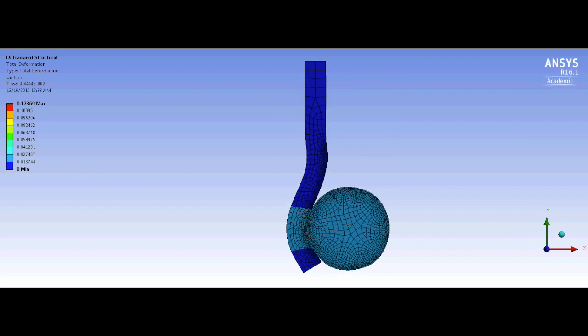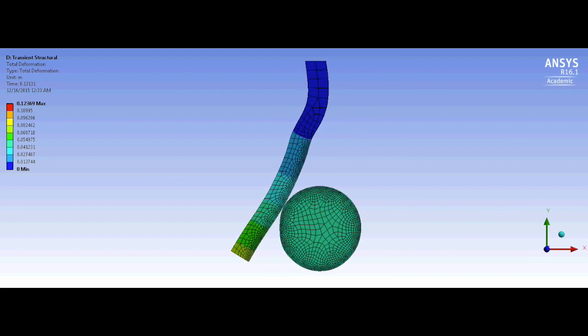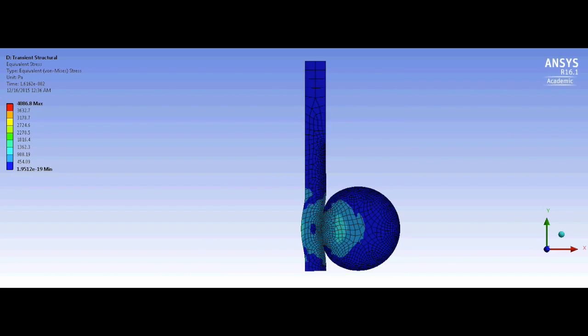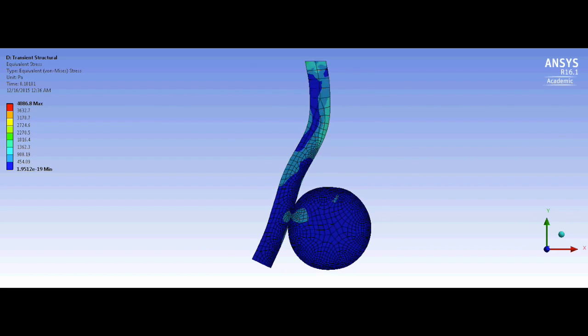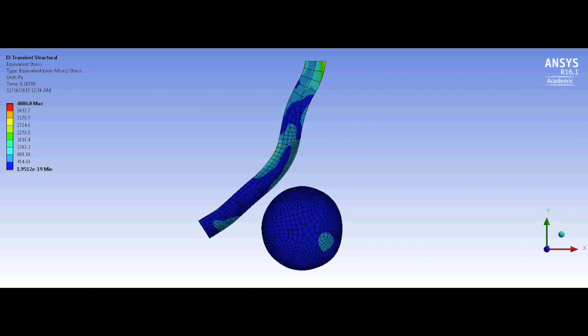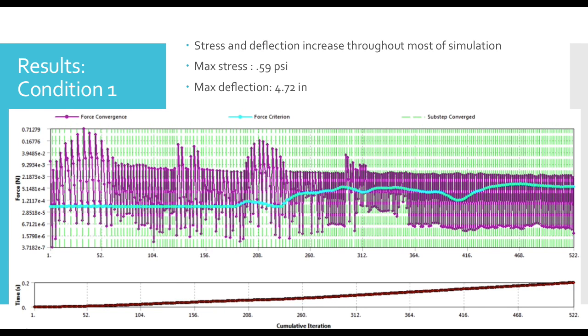The first set of simulations we have here is for the soft polymer bat in condition 1. As you can see, the Young's modulus being very low causes the bat to flex quite a bit when struck by the ball. After the models finished processing, you can see that the max stress within the soft polymer bat was 59 psi and the max deflection at the tip of the bat was 4.72 inches. Below you can see a plot of the force convergence that ANSYS processes in order to reach a solution in these models. As you can see, it starts very sporadically, and as it progresses through its solution, it starts to condense and reach really close to that force criterion.